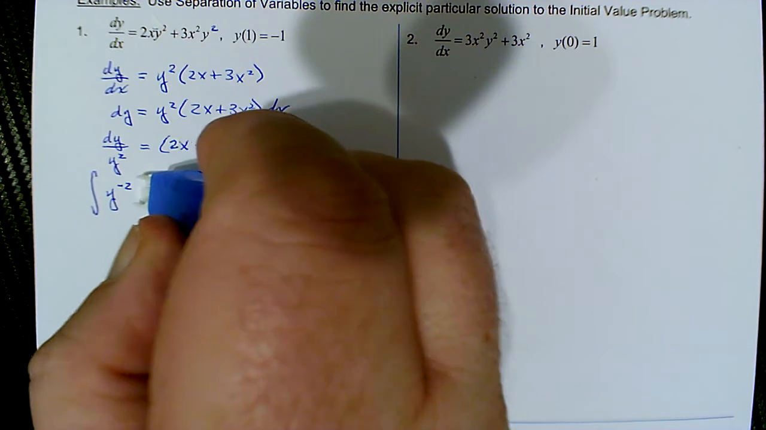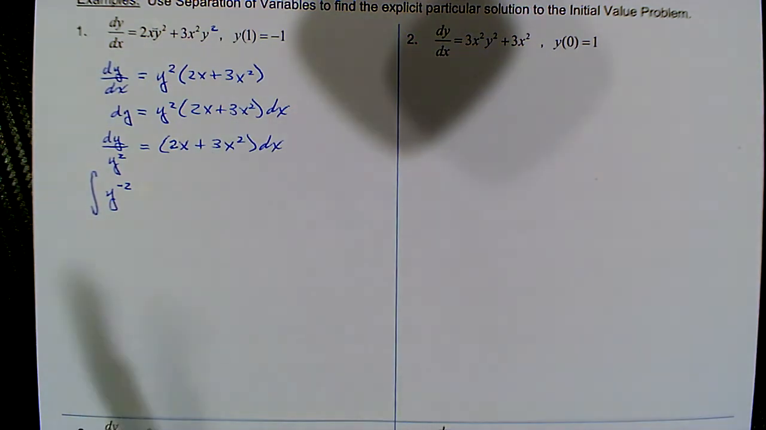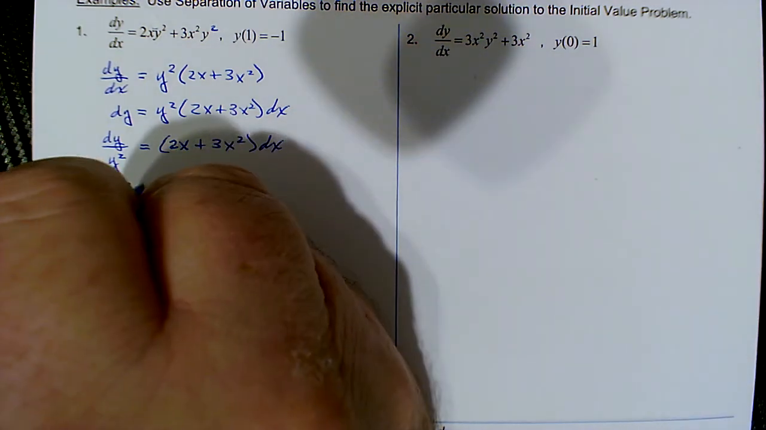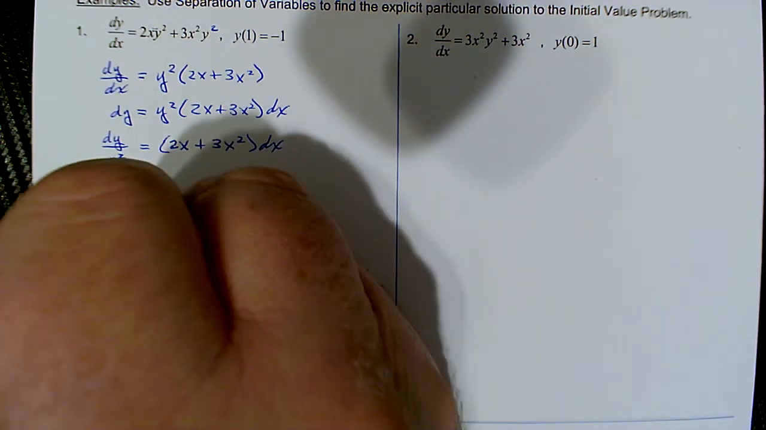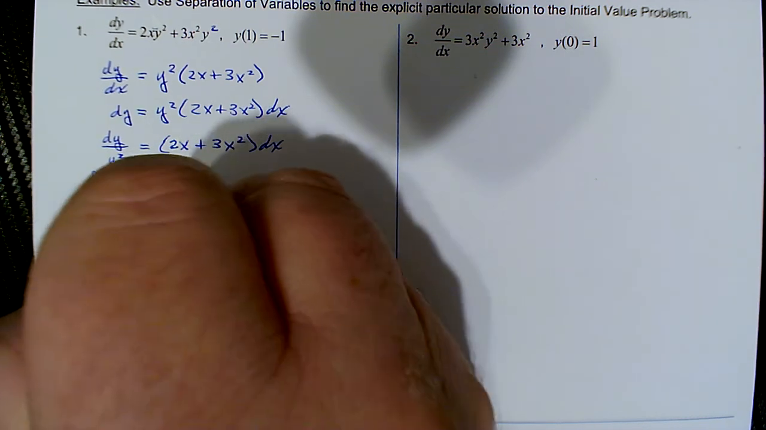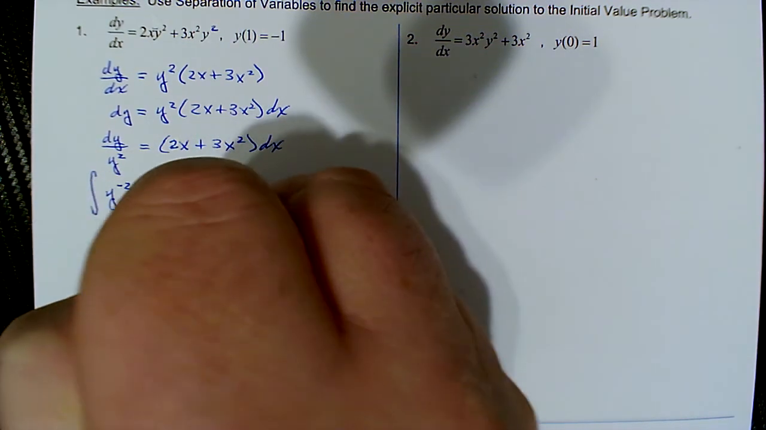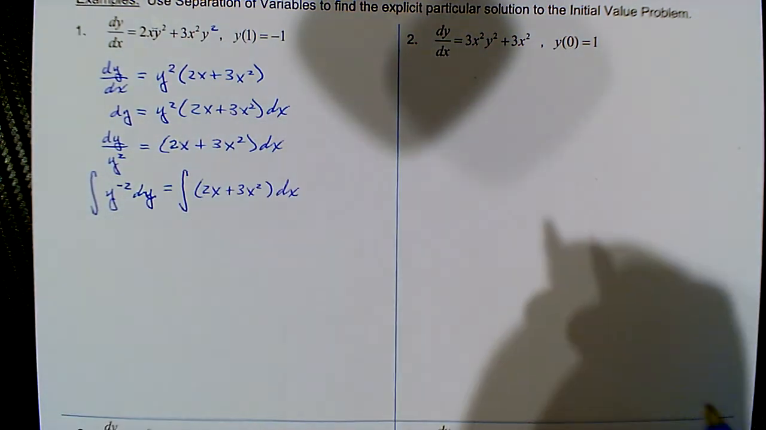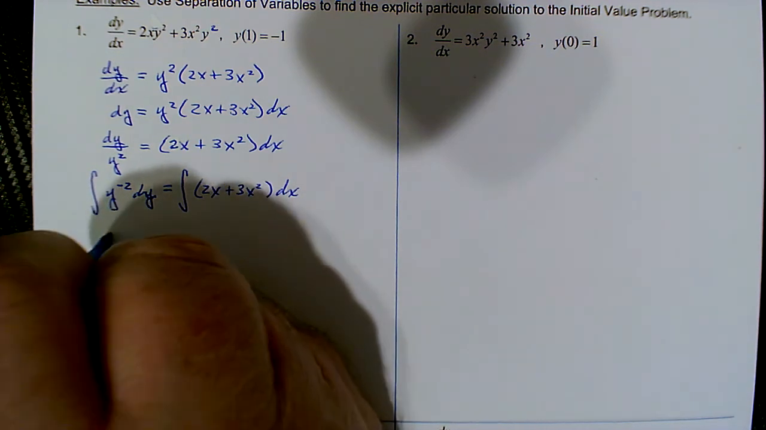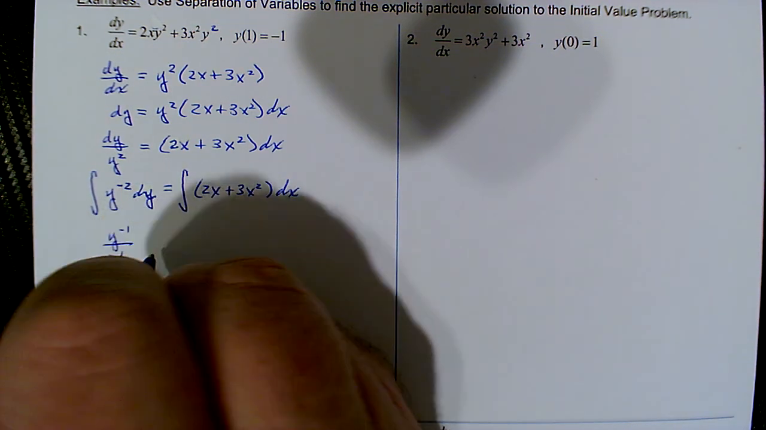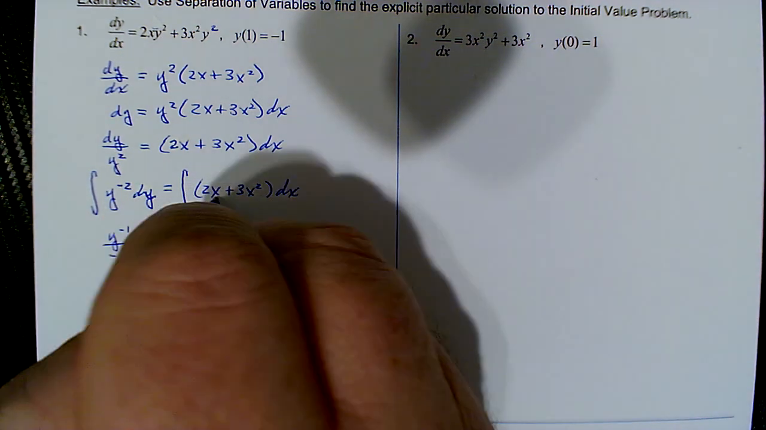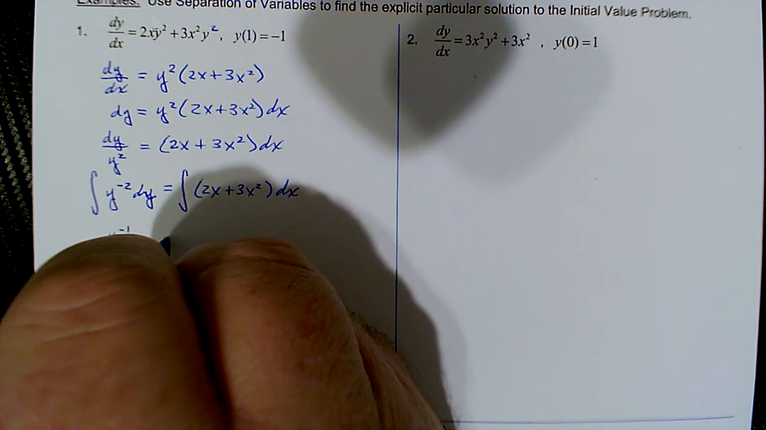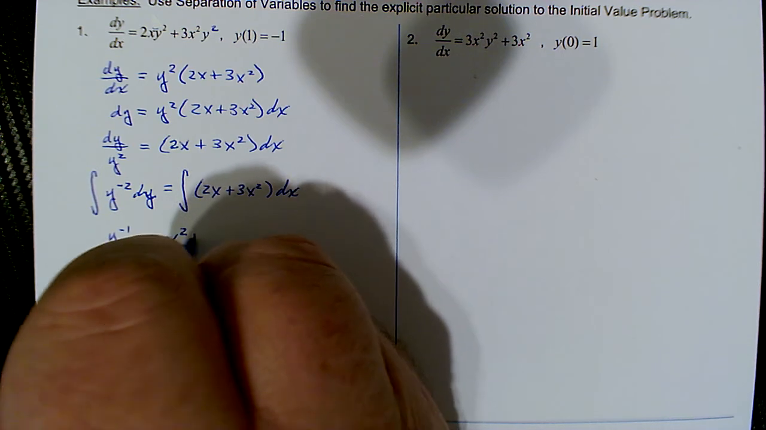Integrating 2x, we get 2x squared over 2, or just x squared. Integrating 3x squared, we get 3x cubed over 3, or just x cubed. We'll introduce our constant as c. This would be negative 1 over y to the first, or just negative 1 over y, equals x squared plus x cubed plus c.